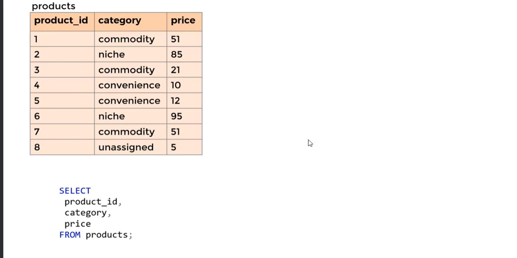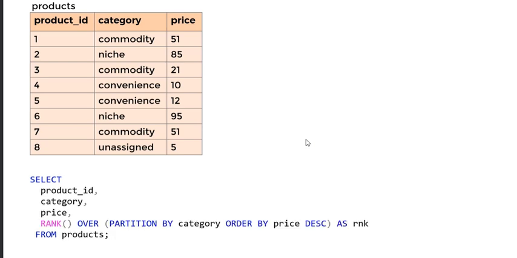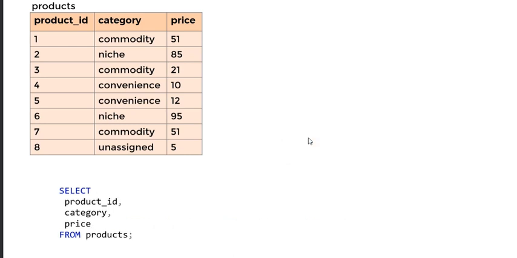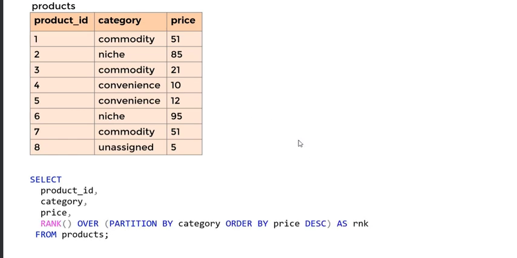So first we add the window function to the select columns, and this query now gives the following result: select product ID, category, price from products. First we add the window function to the select column, and this query now gives the following result.